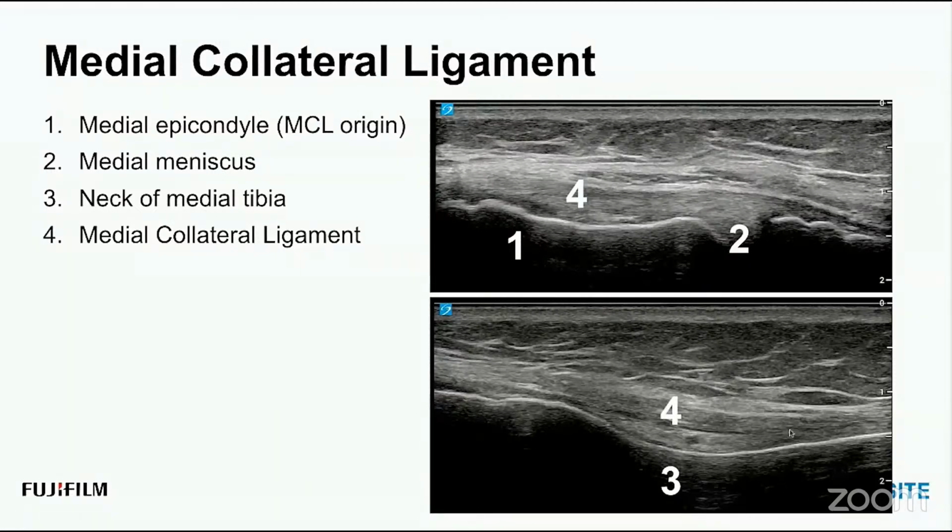So you don't want to stop scanning at this neck shape or proximal to the neck shape. You can't stop at the joint line. You really have to keep following until you see the neck of the tibia here and go distal even another inch or two.